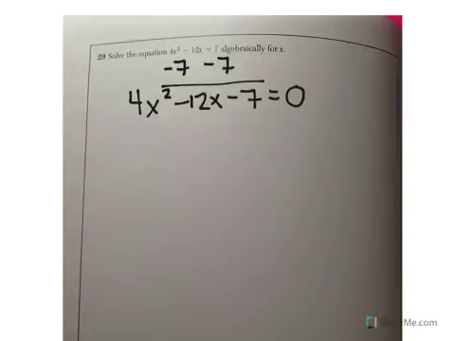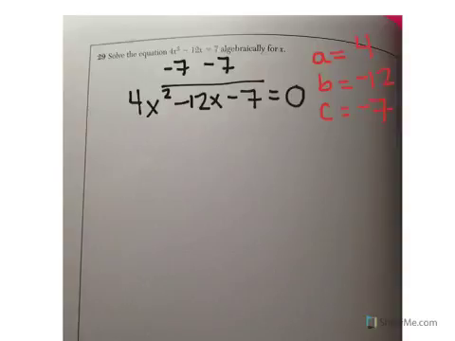So there's a couple different ways to find x. We could factor, or we could use the quadratic formula, and I'm assuming that most of you are more comfortable with the quadratic formula right now, so let's do the quadratic formula. We have to find a, b, and c first. A must be 4, b is negative 12, c is negative 7.